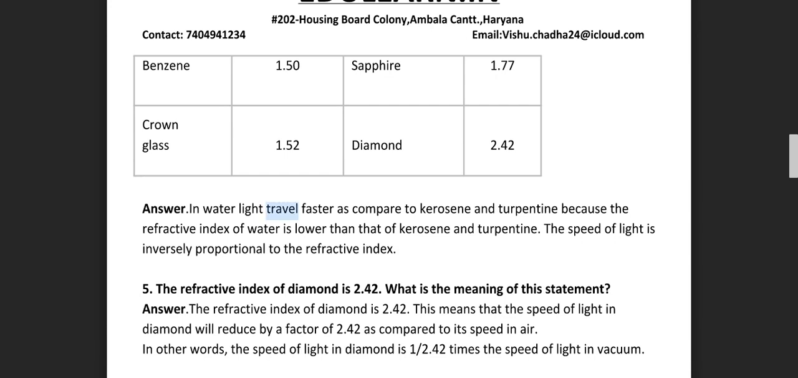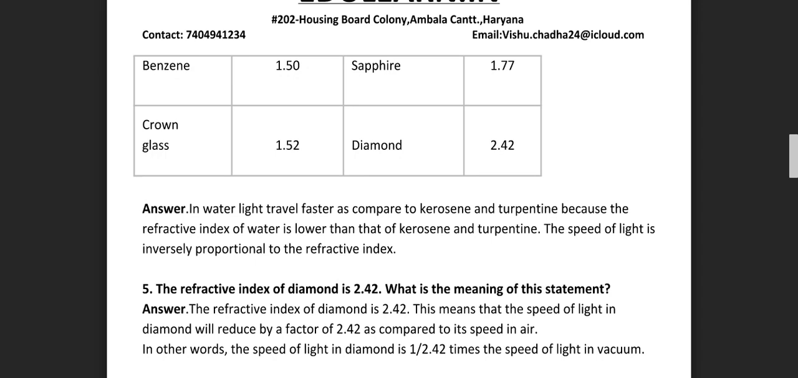In water, light travels faster as compared to kerosene and turpentine because the refractive index of water is lower than that of kerosene and turpentine. The speed of light is inversely proportional to the refractive index of the given medium. That means the higher the refractive index, the lower the speed. When is the refractive index higher? When it is a denser medium.